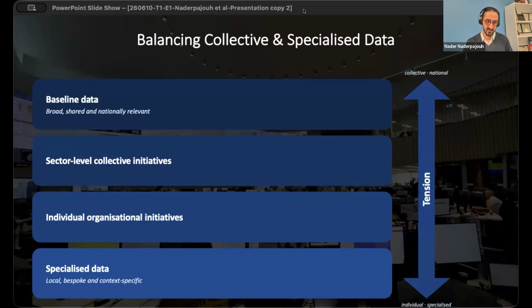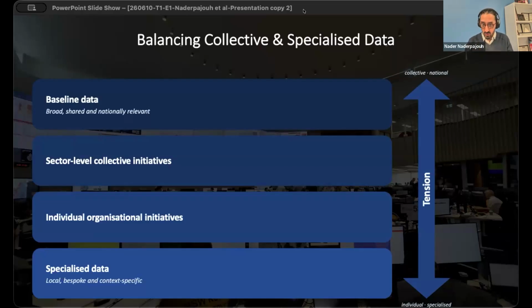And then we have some specialized data on the bottom, which is the data which is only used and only useful for that specific context. We may not even want to share it. It might not even be useful if we are sharing it. So the tension is to create a balance between these two. And basically, the national database is trying to increase the box above the baseline data. And we bring more and more of the data, for example, fire extent or fuel, into the baseline data from specialized data.